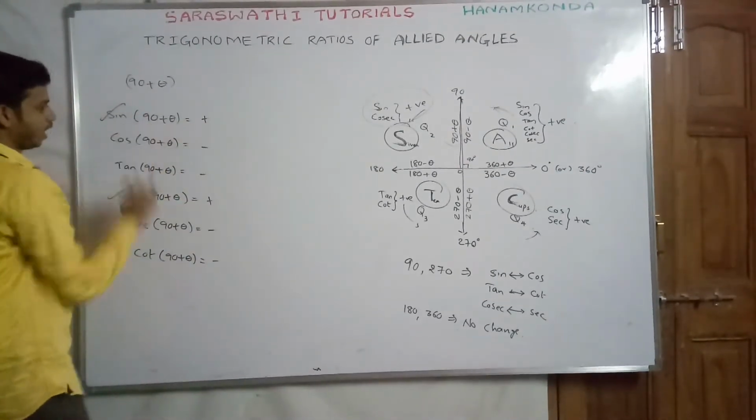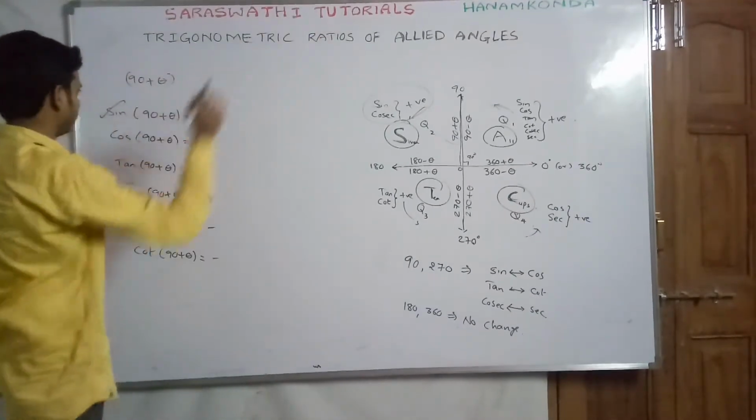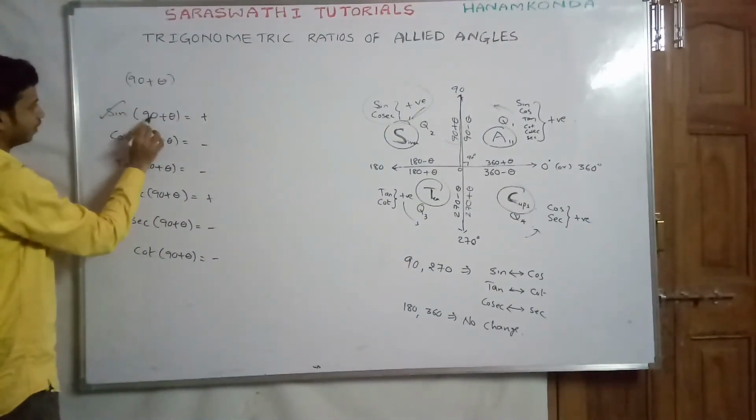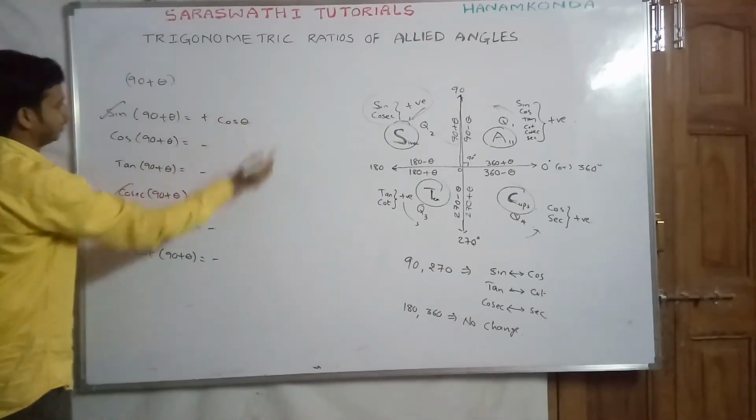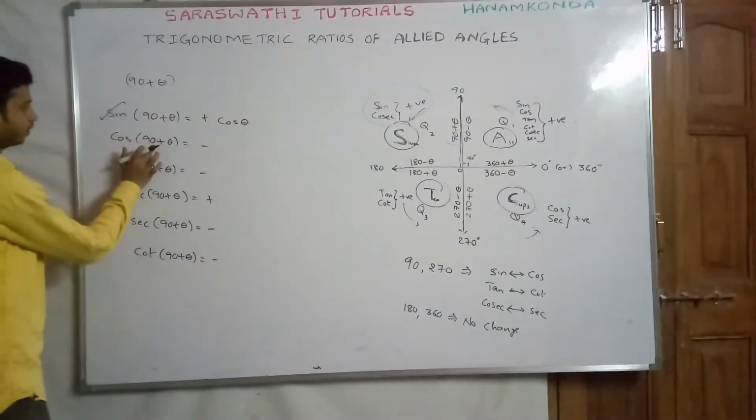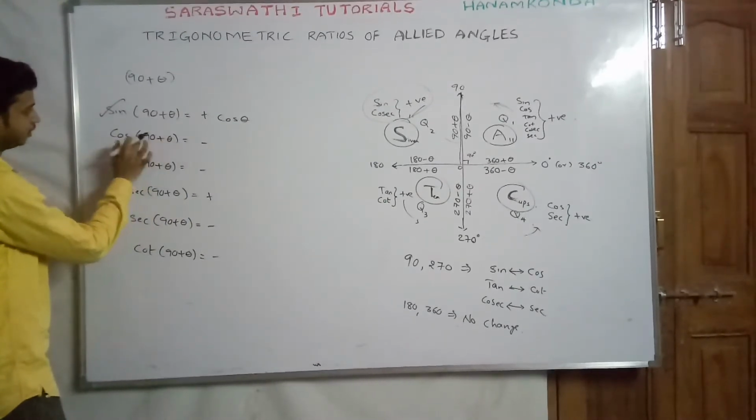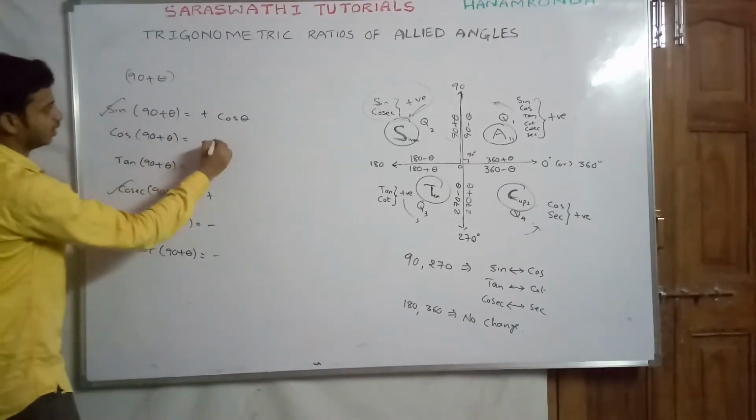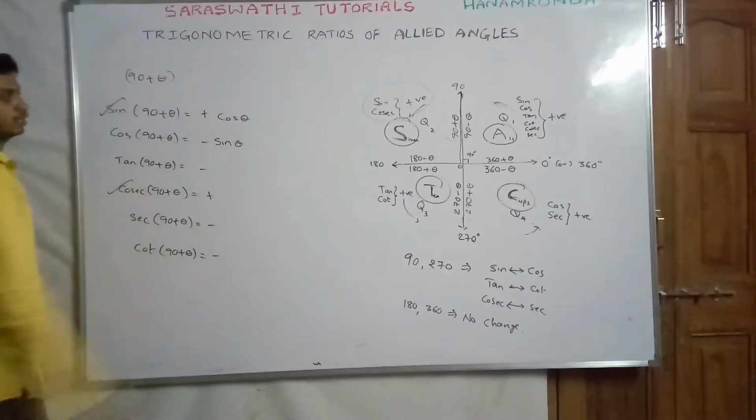Now for 90 and 270, sine changes to cos and cos changes to sine. That means for sine of 90 plus theta, sine changes to cos, so it is cos theta. Next, for cos of 90 plus theta, cos changes to sine. So cos of 90 plus theta is minus sine theta.